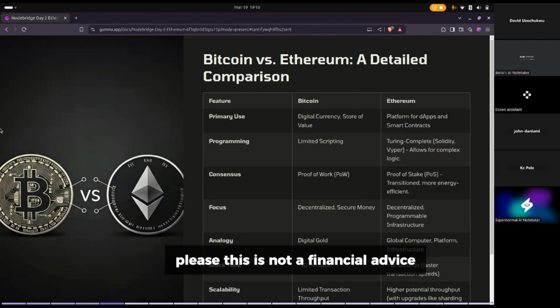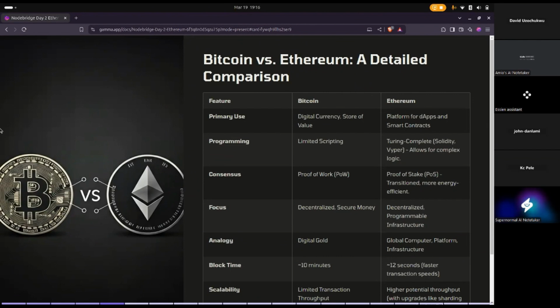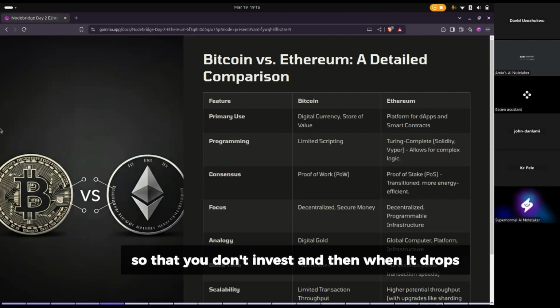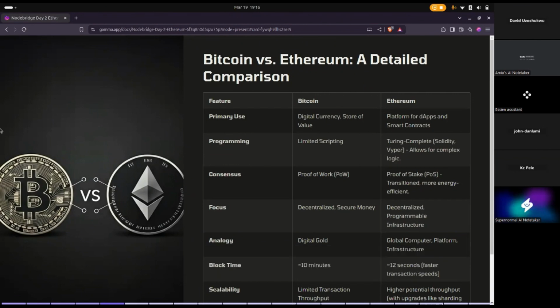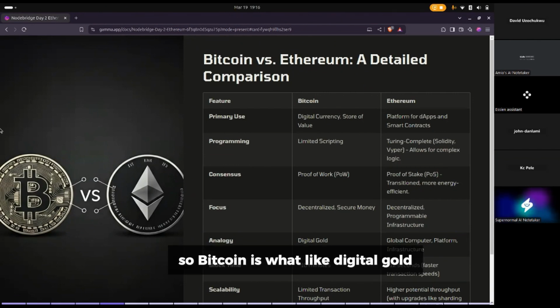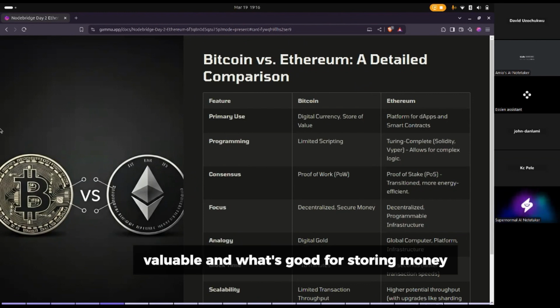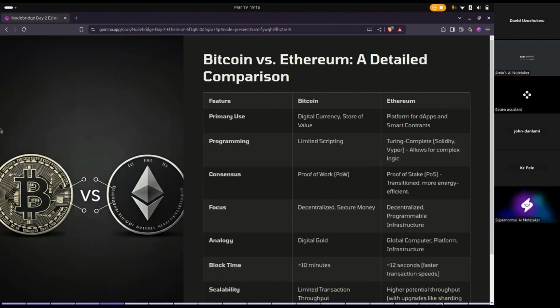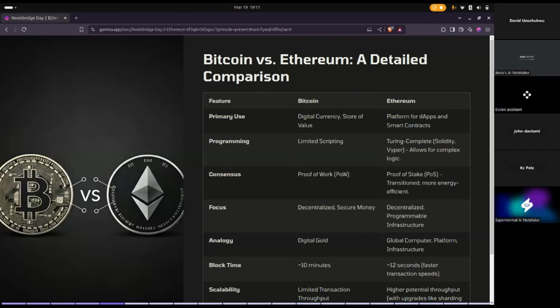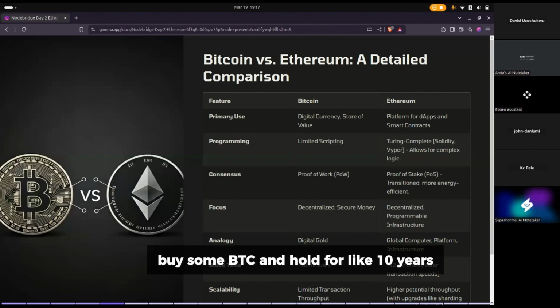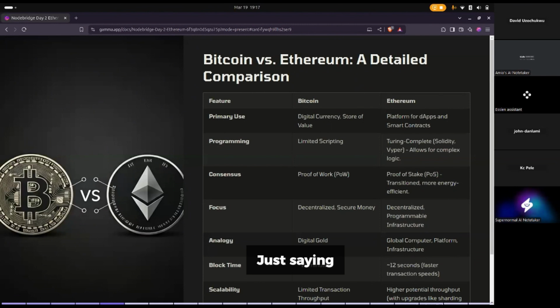That is Bitcoin. Please, this is not financial advice. Do your own research before investing, so that you don't invest and then when it drops, you say somebody told you to. This is for educational purposes only. So Bitcoin is like digital gold, valuable and good for storing money. If you intend to hold your USD, probably 1K for like 10 years, you could buy some BTC and hold for the next 10 years. Who knows? I'm just saying.